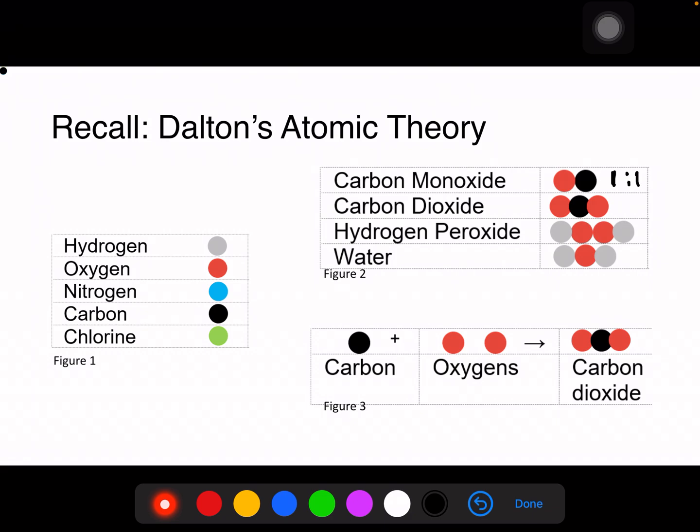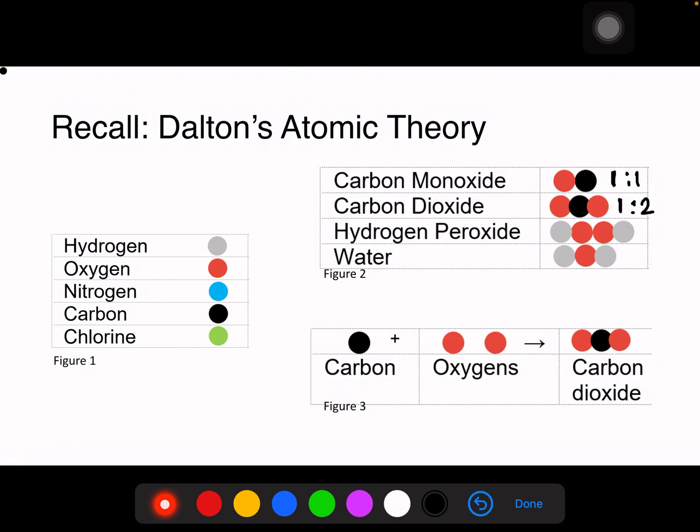Another one is the carbon dioxide. So you could see there are two red spheres present, and one black sphere, meaning to say there are two oxygen and one carbon for every carbon dioxide molecule. Okay, one carbon is to two oxygen.